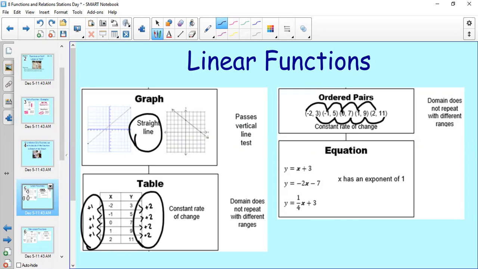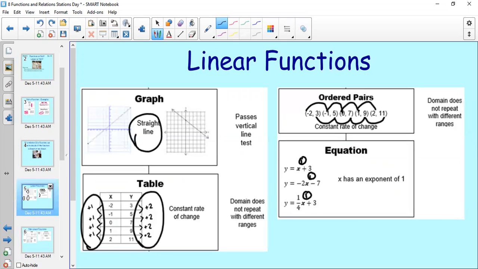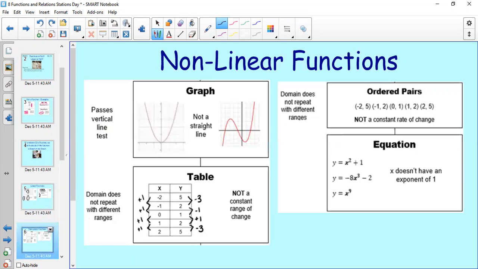And then if I'm given an equation, the x had to have an exponent of 1, or that ninja 1. A lot of times it's the unwritten 1. So those were all examples of functions that were linear. Here are some examples of functions that are nonlinear.